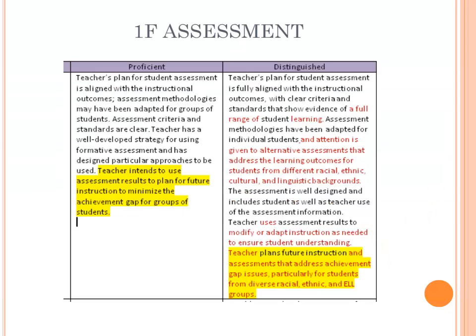As we turn to 1F assessment, we see in the highlighted areas that a teacher must also be mindful to address and close the achievement gap of his or her students from diverse racial, ethnic, and language groups. Achievement data, and how a teacher uses assessment data to modify instruction in order to close the achievement gap, is more explicit in the framework. Analyzing data is the basis for effective professional learning communities.